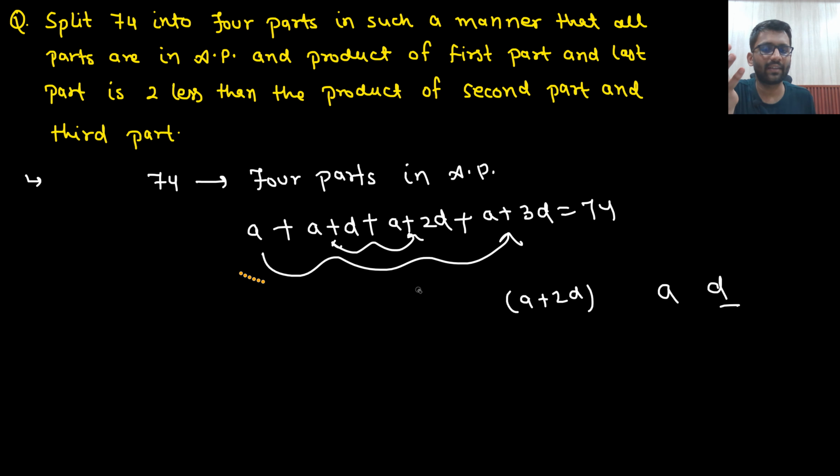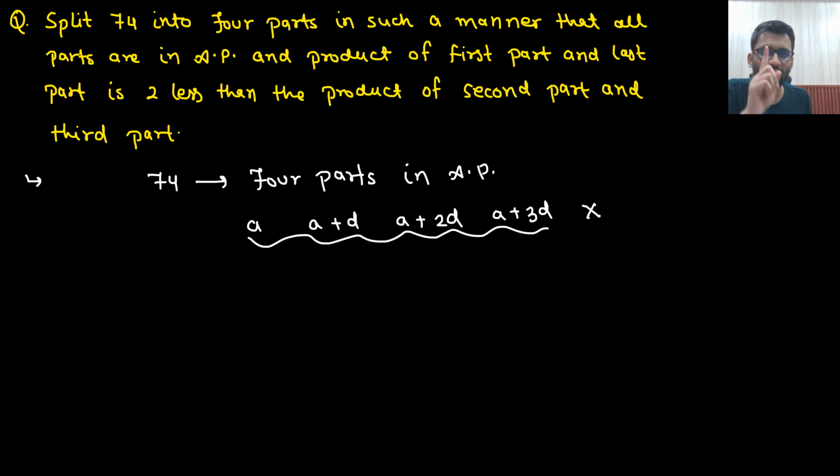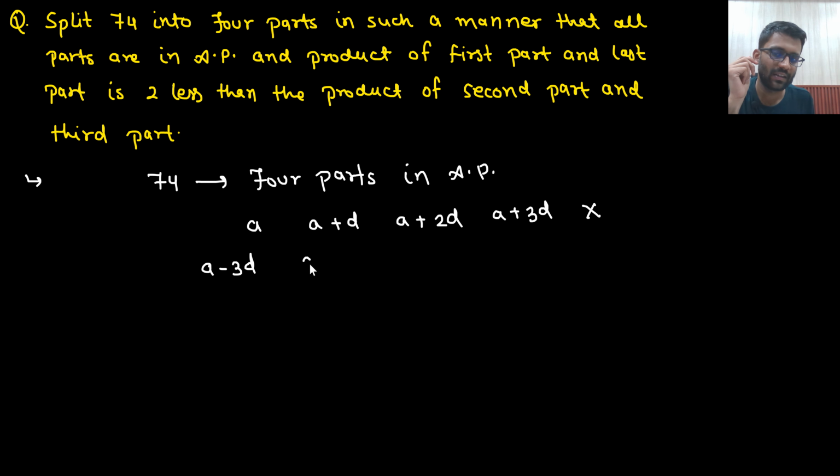So better than that, we will smartly solve it. We will not assume a plus d, a plus 2d and a plus 3d. We will assume in a manner that addition of all these four values is only one variable. In that manner we will assume. So how we will assume? Let's just say I assume in this manner that my first term is a minus 3d, my second term is a minus d, my third term is a plus d and my fourth term is a plus 3d.